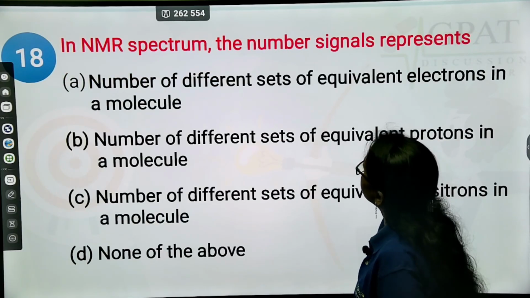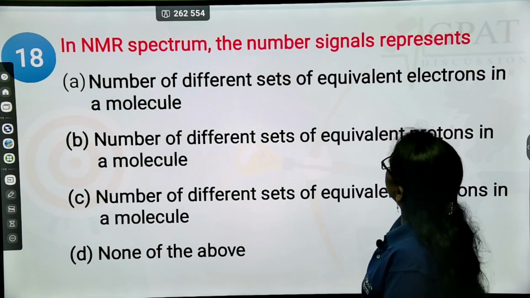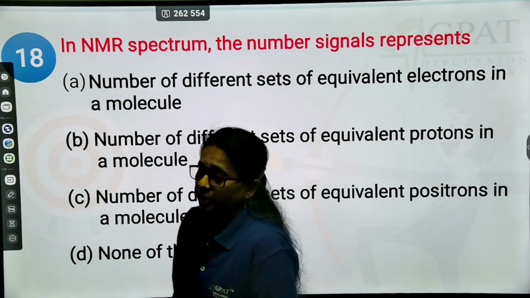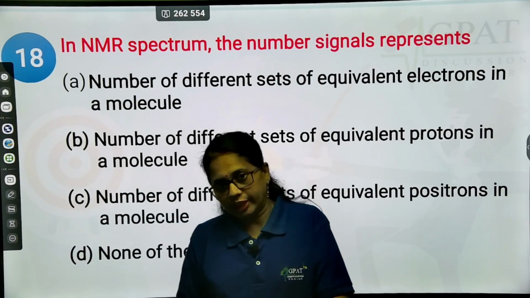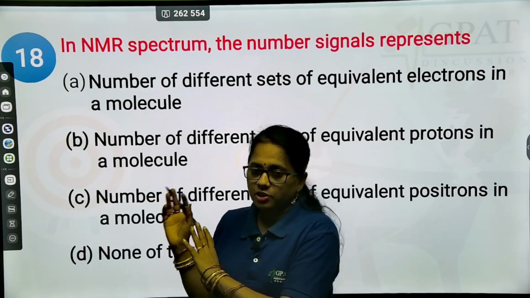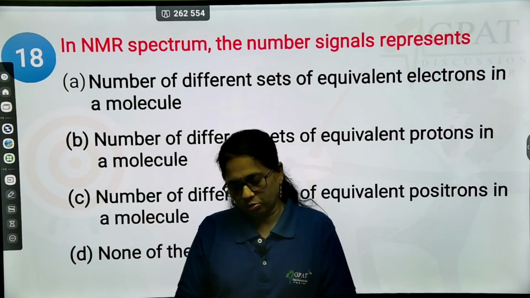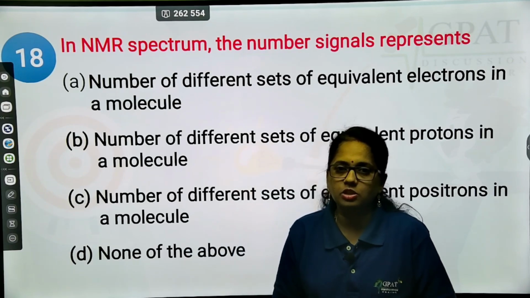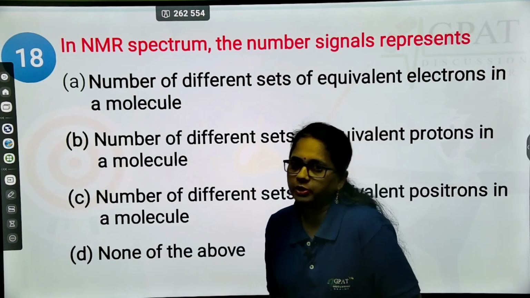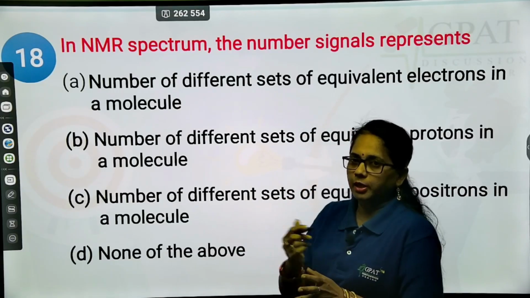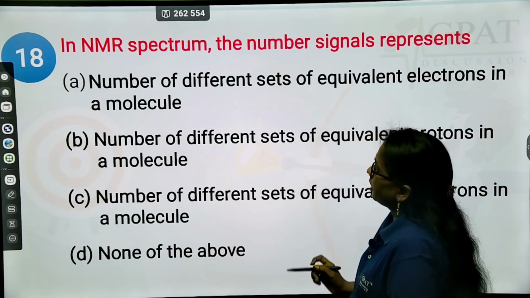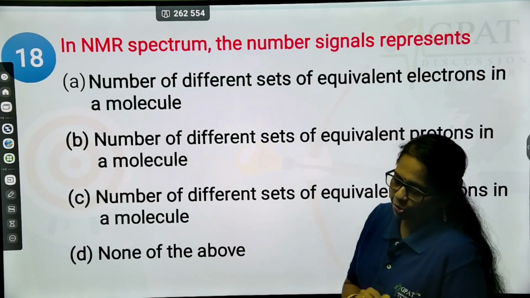Next question, NMR spectrum, the number of signals represents. Okay, so majorly in the competitive exams, if you are getting any question from the NMR topic, that is related to the number of signals only. How many signals it is going to give in NMR spectroscopy. They will give you one structure of the molecule or sometimes the name of the molecule. Let us see the options they have given.